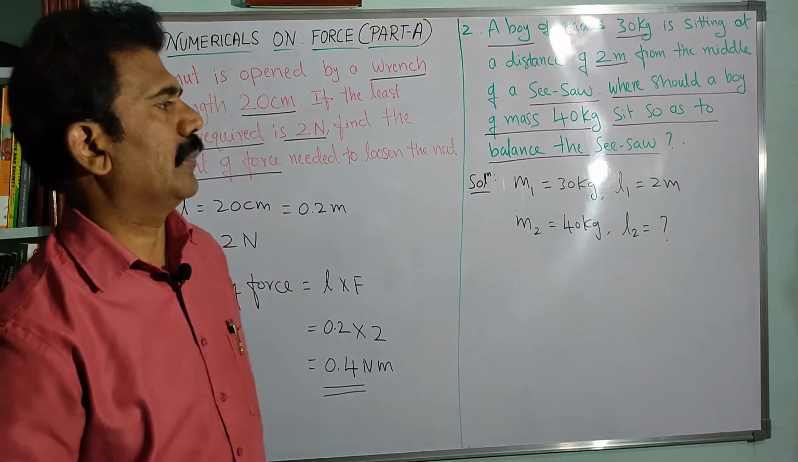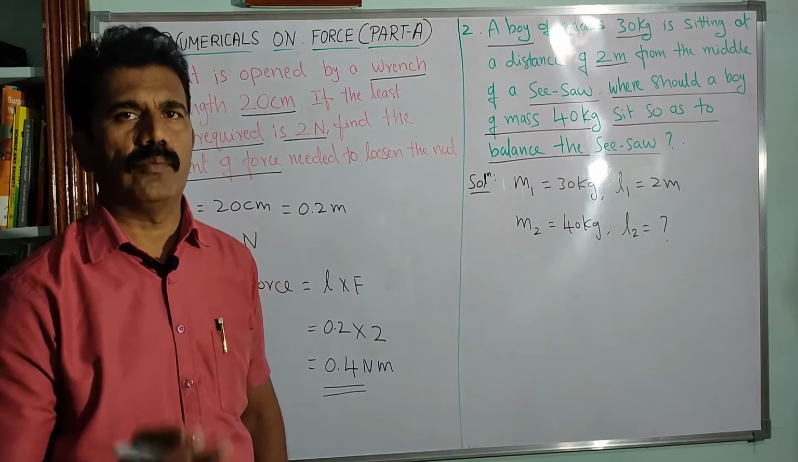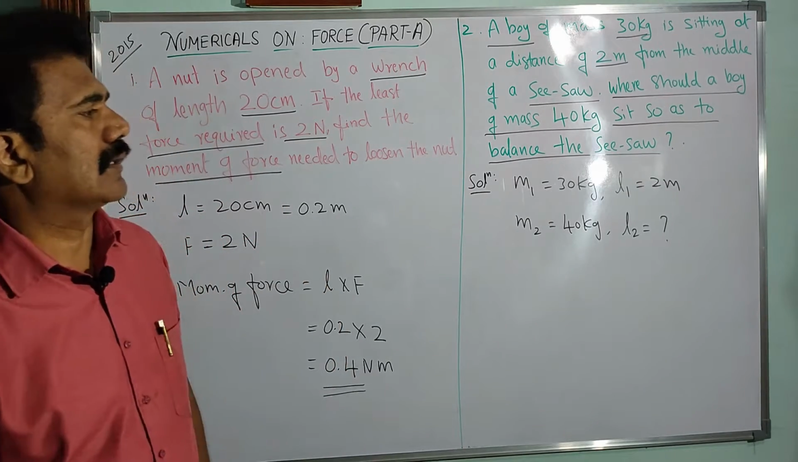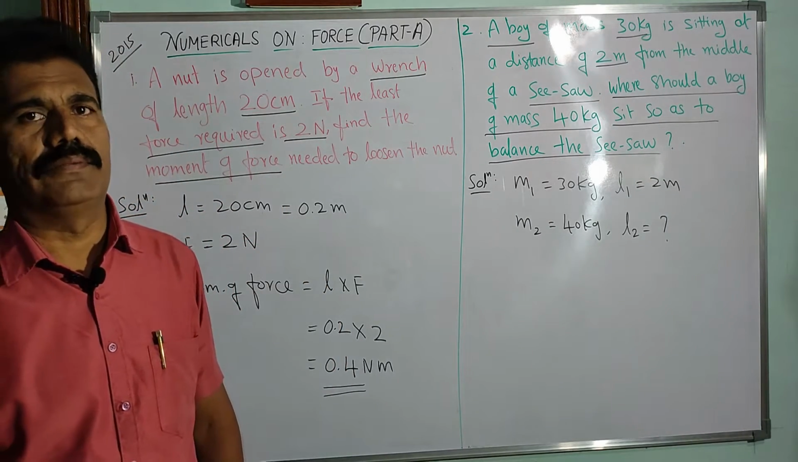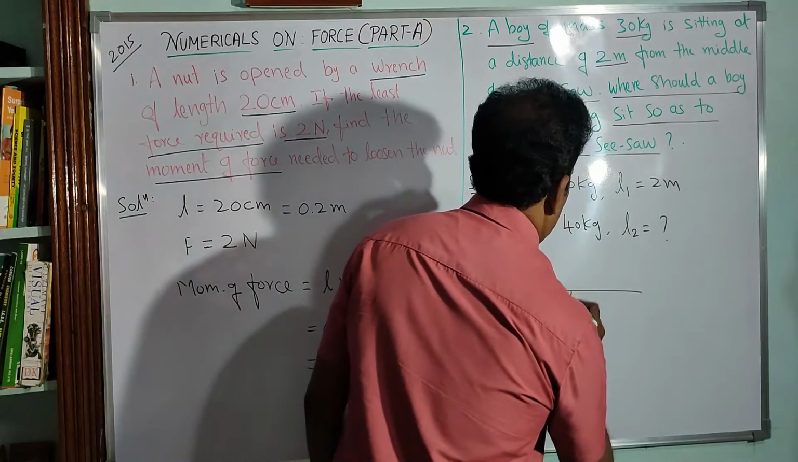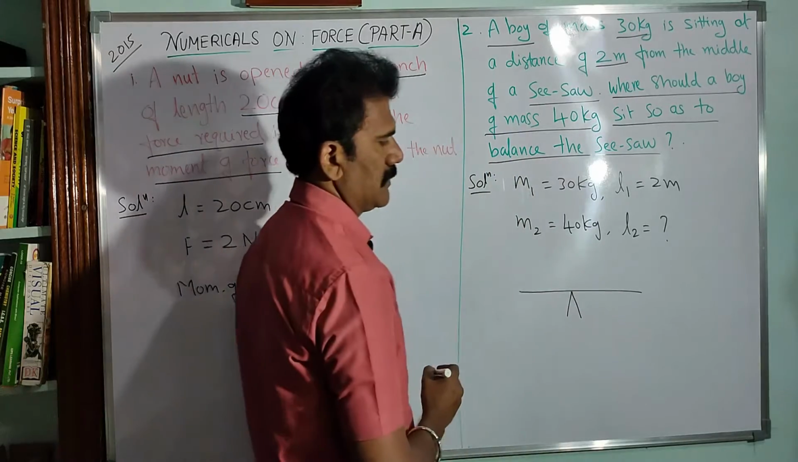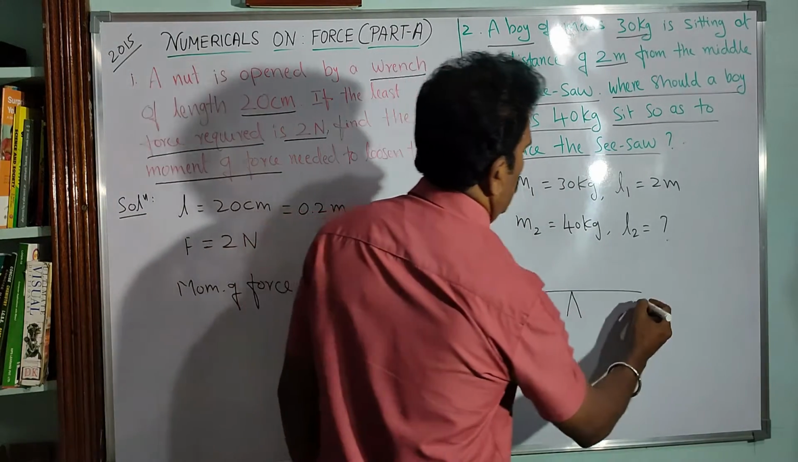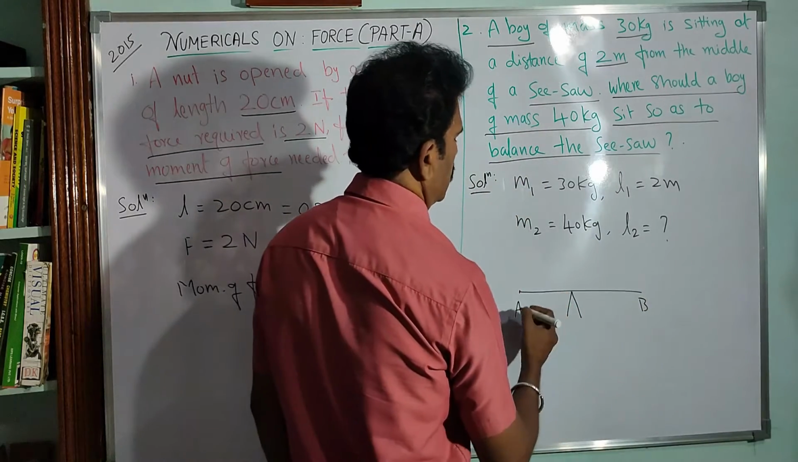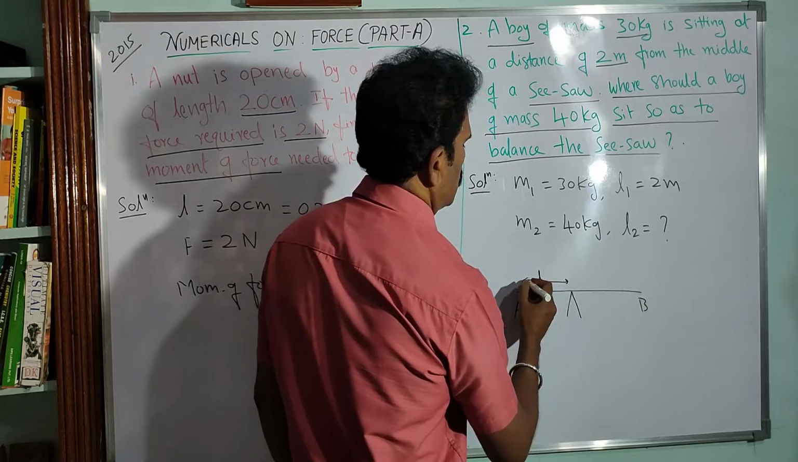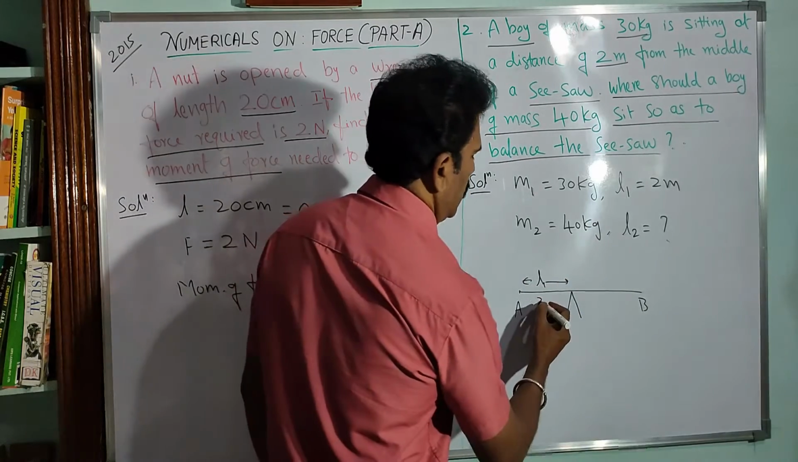Okay, so you have to apply the principle of moments, isn't it? So what is the principle of moment? And to calculate L2, I'll just consider the simple diagram, where the boys A and B can be sitting. So boy A is sitting at a distance of L1, which is already given as 2 meter.